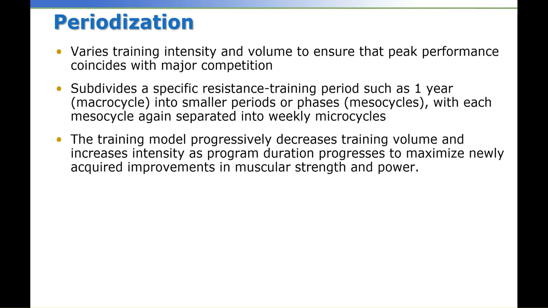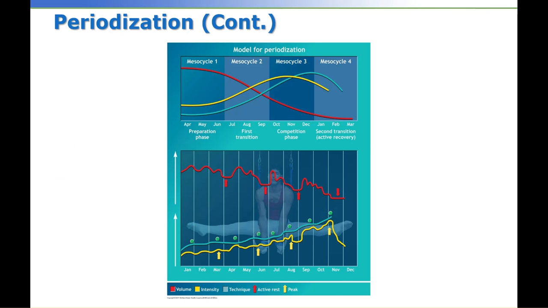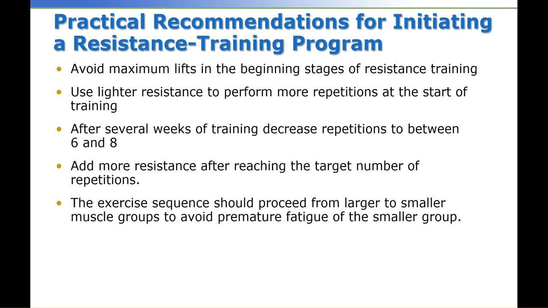In the competition phase, you have increased intensity and decreased volume. And then active recovery, like I said, the fourth phase, is like the cross training or recreational activities that come post-season. And that's really what this talks about here. And it talks about it here as well. So you could read through that, and that's on page 459.